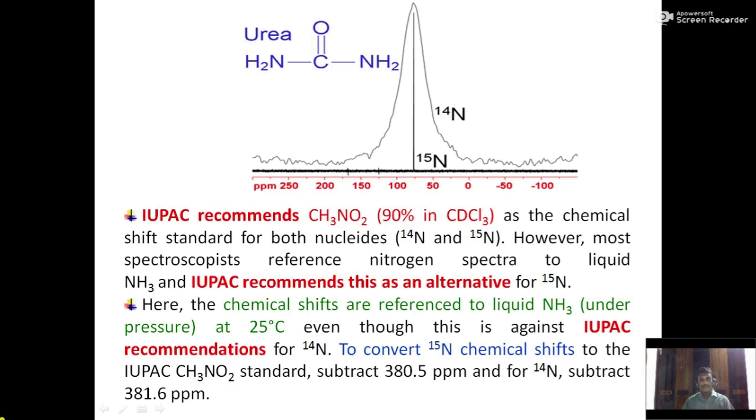The conversion for nitrogen 15 and nitrogen 14 recommended by the IUPAC is shown here. If you glance at the spectrum, you can see that the spectrum of nitrogen 14 is broad. It results in a broad peak because nitrogen 14 has I equal to 1. When I is equal to 1, it is called a quadrupolar nucleus, and quadrupolar nuclei result in broad peaks, while you can see that the peak due to nitrogen 15 is very sharp. So 90% methyl nitrate in CDCl3 and liquid ammonia can be used as reference in nitrogen NMR.